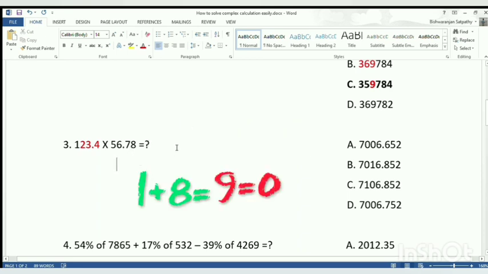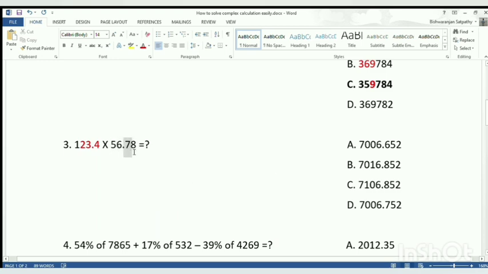So 18 means 1 plus 8, that will be equal to 9. So this all will get eliminated. This 7, 6 and 5 will get eliminated and 8 remains here. So 1 into 8 will be 8. So we have to choose that answer in which 8 comes as the digit sum.